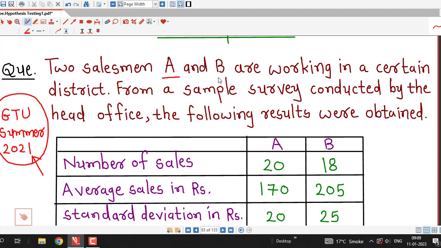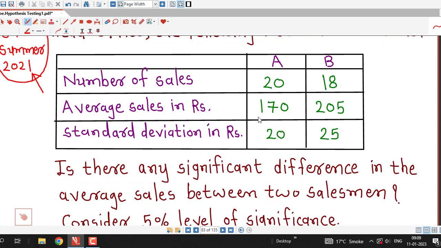Two salesmen denoted by capital A and capital B are working in a certain district. From a sample survey conducted by the head office, the following results were obtained. So there are two salesmen denoted by capital A and capital B, and these are the samples for their sales. For salesman A, number of sales are 20. For salesman B, they are 18. Average number of sales in rupees for salesman A are 170 rupees, and same for salesman B are 205 rupees.